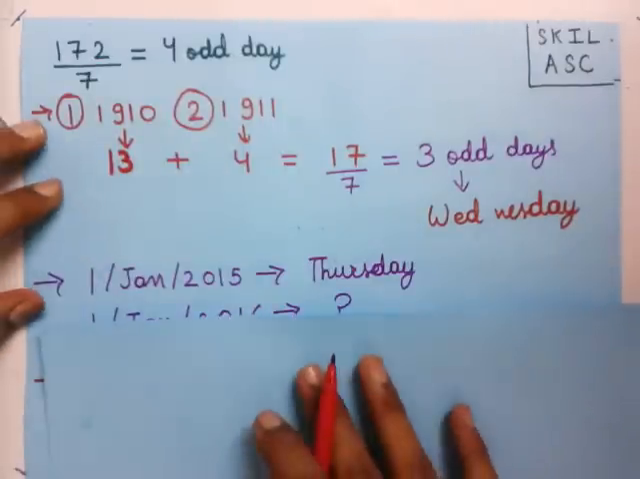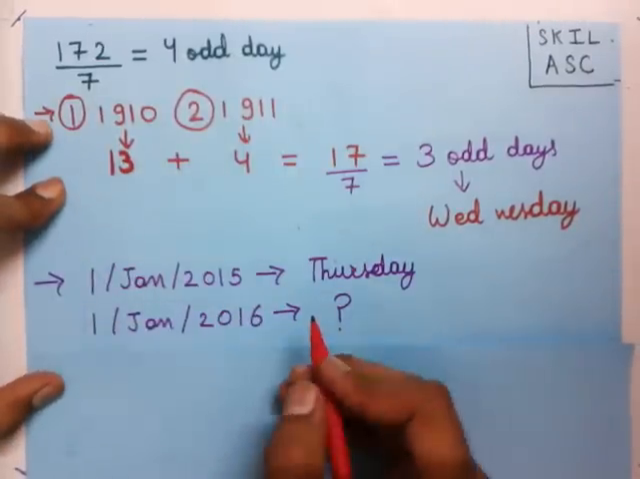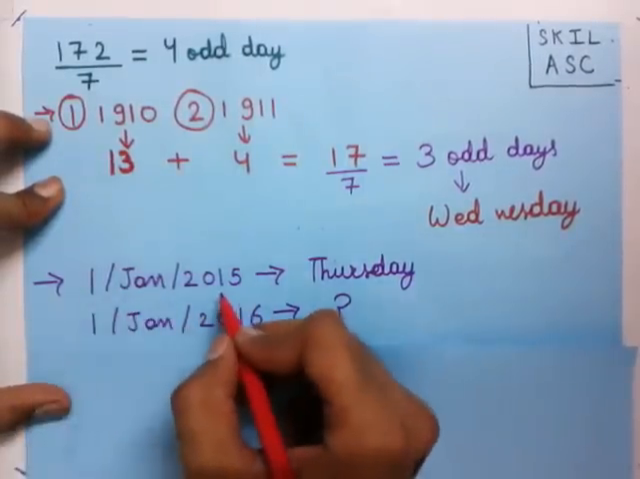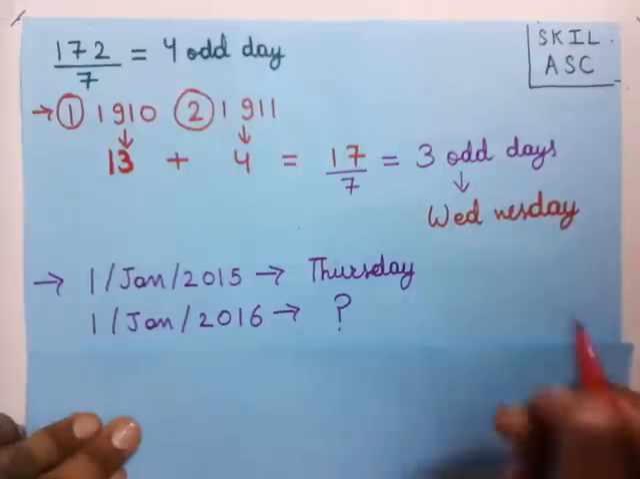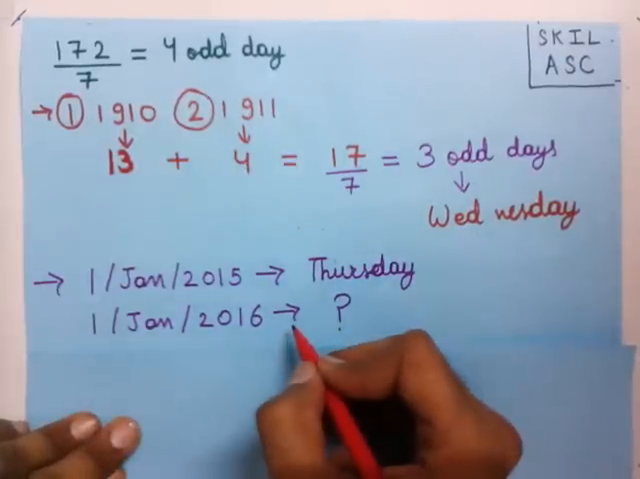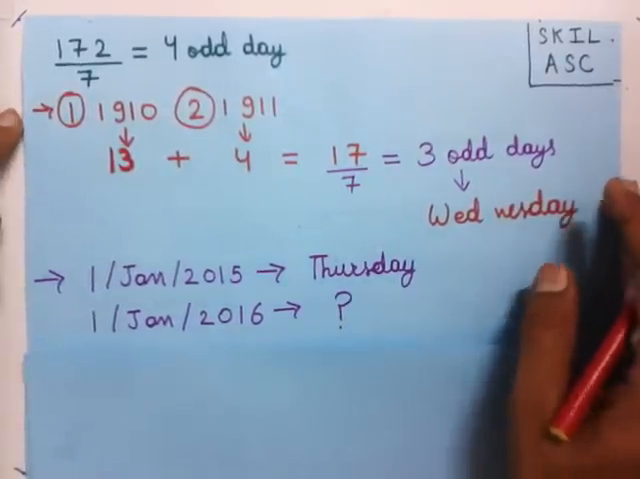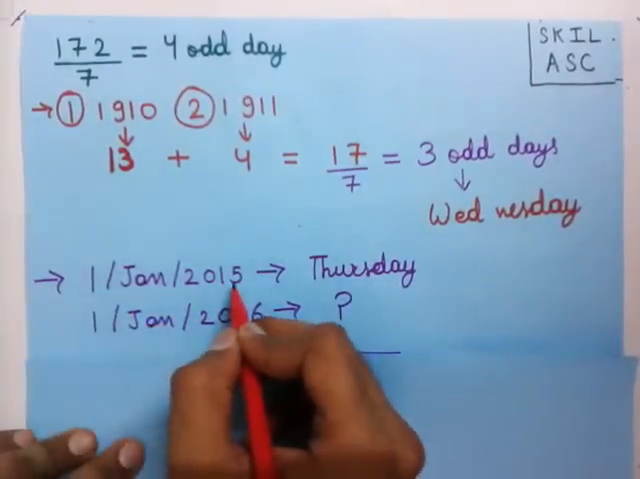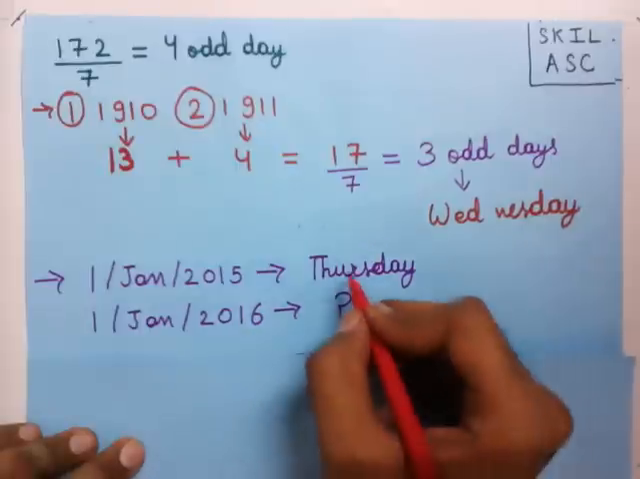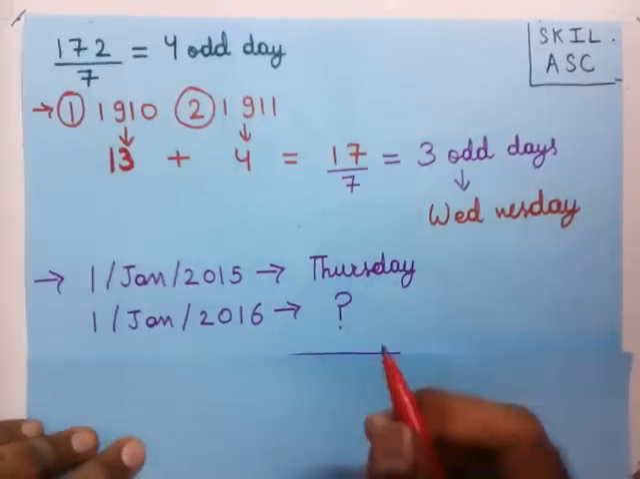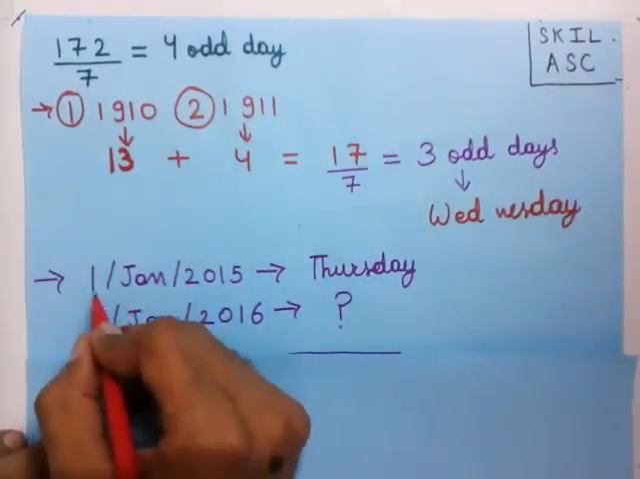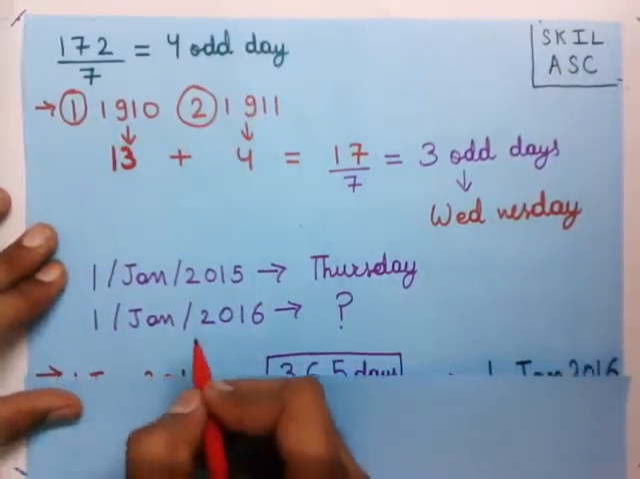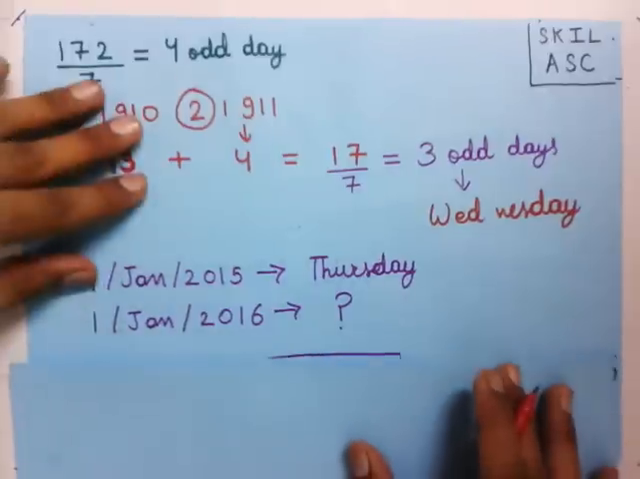Now we go to another example. In many exams, you will find questions like this. If the 1st January of 2015 is Thursday, then what will be the day on 1st January of 2016? So suppose the condition is, suppose that we are present at this date. You have to imagine that, because this day is given. So we have to imagine that we are present at this date. Now we have to find the day on this date.